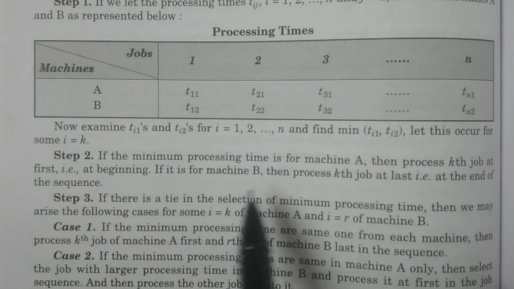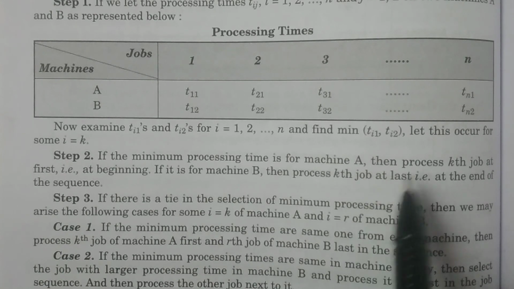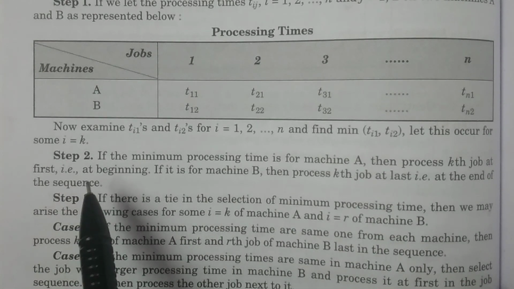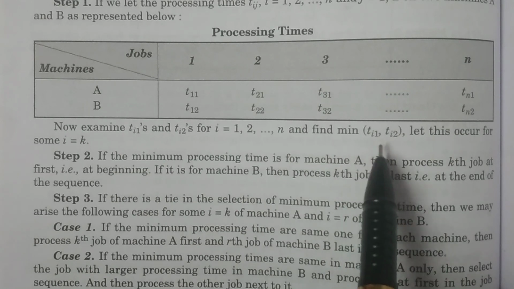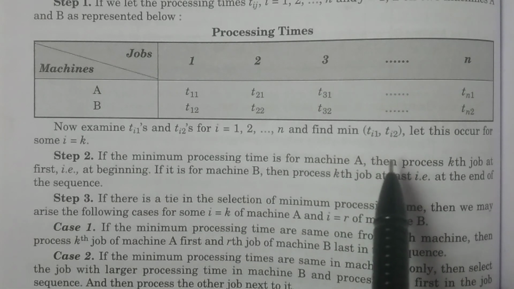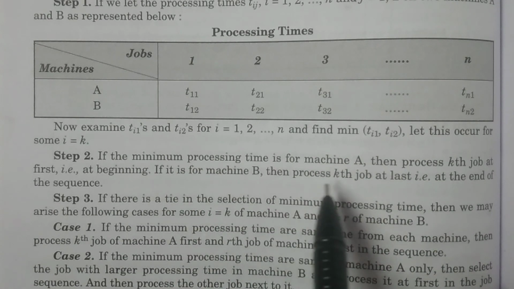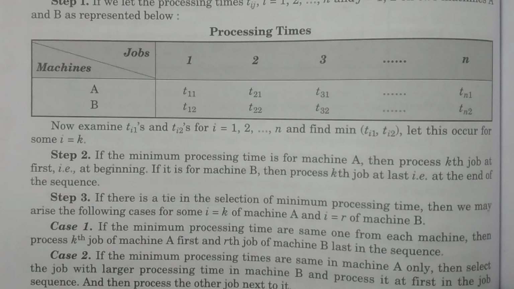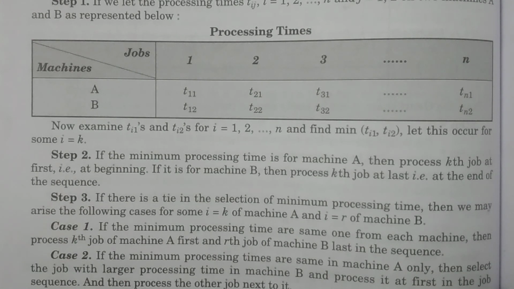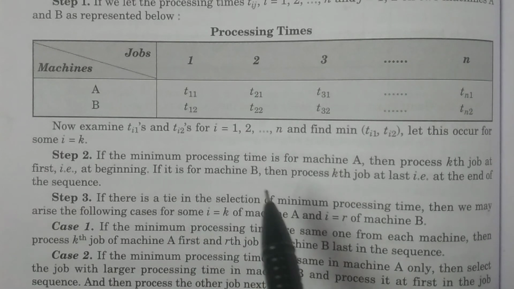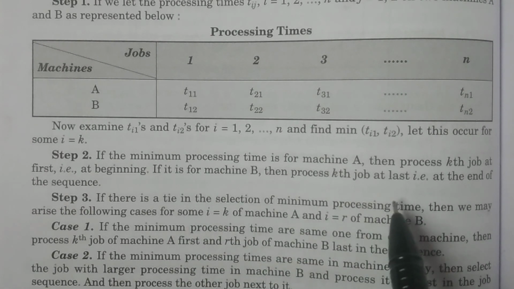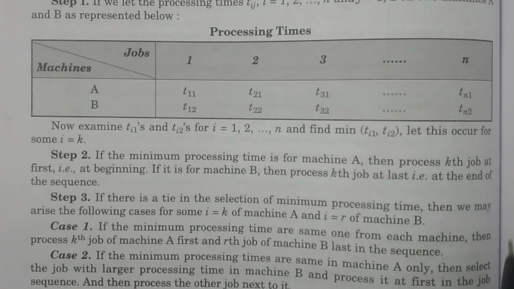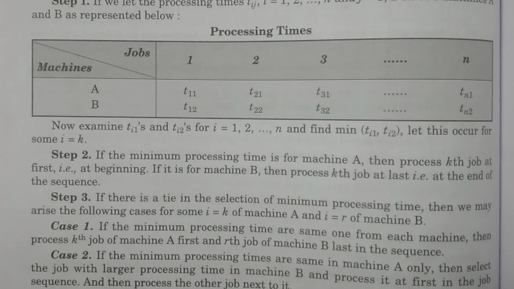Step 2: consider the minimum processing time among all Ti1 and Ti2, i is equal to 1 to n, and j is equal to 1, 2. If the minimum processing time is for machine A, then process the kth job first in the sequence, that is, at the beginning. And if it is for machine B, then process the kth job at the last of the sequence, that is, from the end of the sequence. This is step 2.